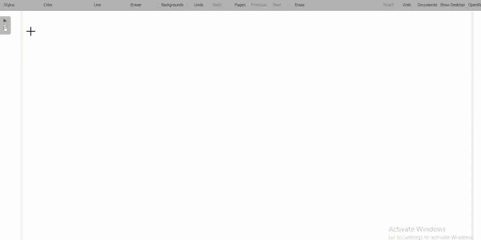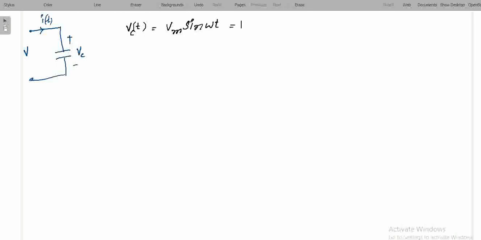Let us take a capacitive circuit. If this is your capacitor, the applied voltage and your current, and let us take this is your VC. Let us consider the voltage across the capacitor VC of t is equal to Vm sin omega t, which is equal to Vm with an angle of 0, which is equal to V.